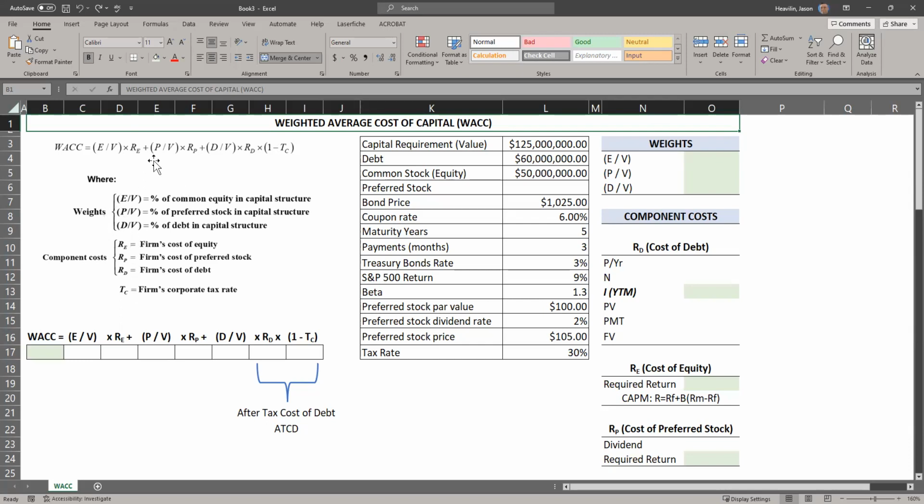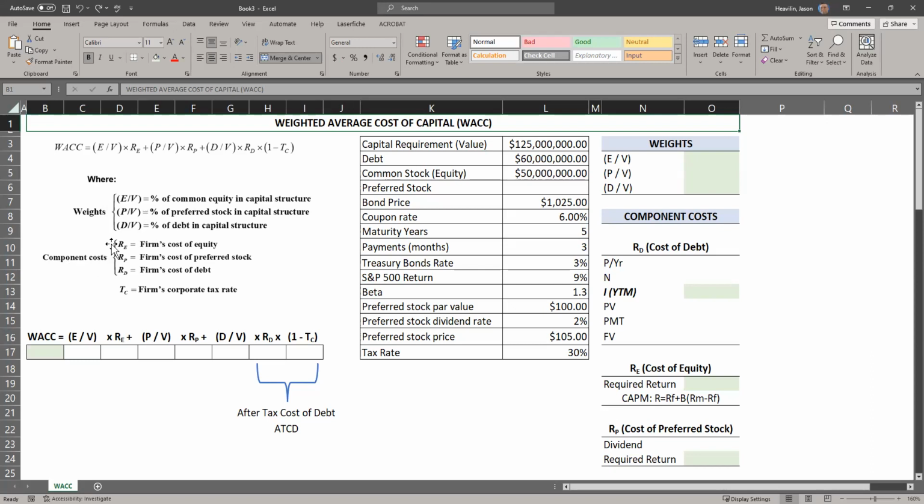Here's where they're explaining the different letters that I just went over. So as I said, the E/V, P/V, and D/V are the weights. E/V is the percentage of common equity in the capital structure. The P/V is the percentage of preferred stock in the capital structure. And the D/V is the percentage of debt in the capital structure. The V represents the total value, or the total capital being evaluated. And these are just the portions that add up to V. So E plus P plus D equals V. So everything is being divided by the total to get the weights.